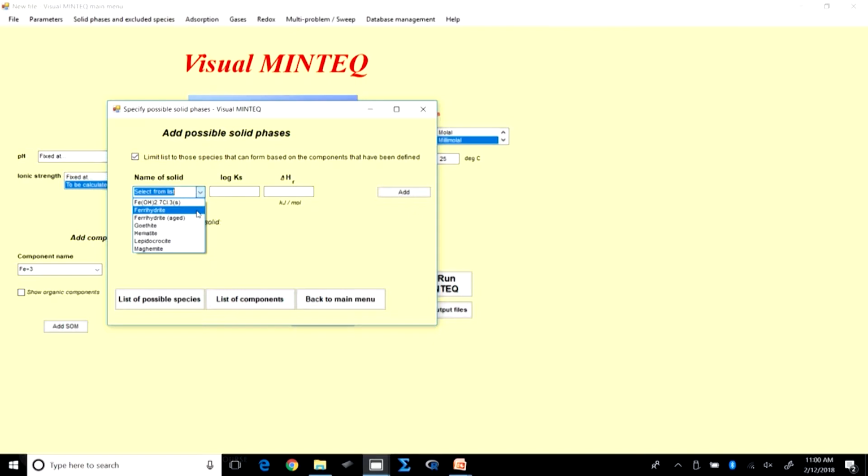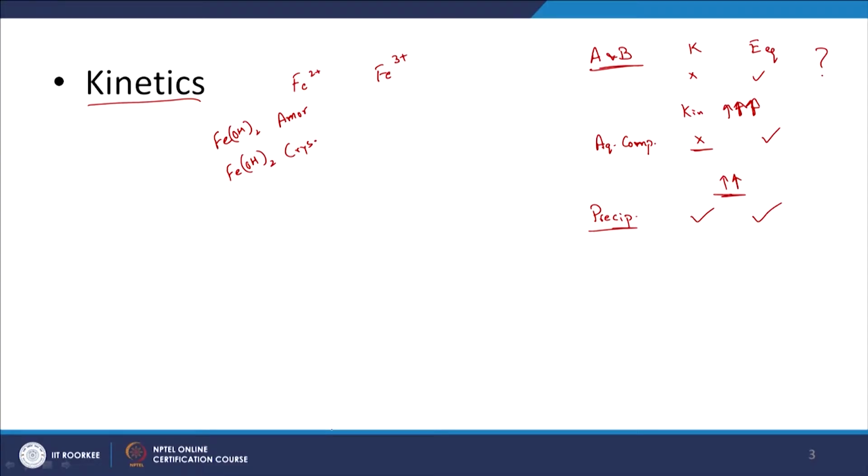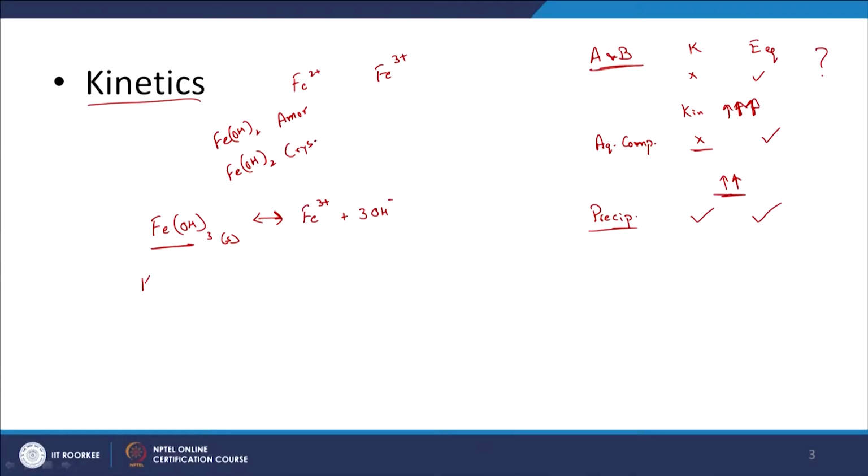Why do I need to know what kind of solid is predominant in my solution? Because of the relevant equation. Let us say I have solid Fe(OH)3 going to Fe3+ and 3OH-. The key is that with the same molecular formula or slight variations we can have different types of solid, and for each type of solid I will have a different equilibrium constant.